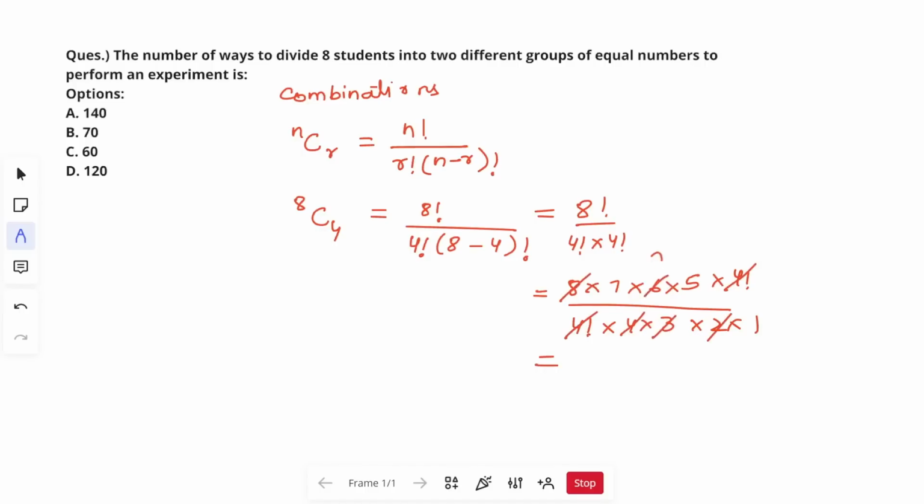3 2s are 6, this can get cancelled. So 2 5s are 10 into 7, which is going to be 70. The correct answer in this case is going to be option number B, which is 70. Hope you have understood it. Let's now move on to the next question.